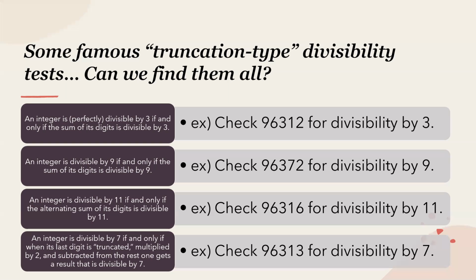Now look, 9 plus 6 plus 3 plus 7 plus 2, clearly that is divisible by 9, yeah? You get 27, yeah? Okay, now what about 96316?